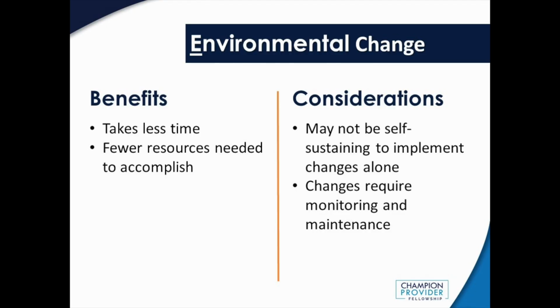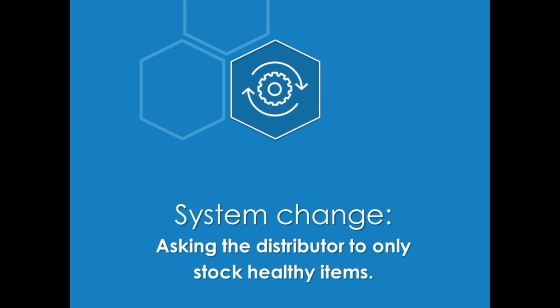This change can be quickly reversed and often is not self-sustaining. Environmental changes often need monitoring and maintenance to ensure that they remain in place. A system change would be to ask the distributor to only stock healthy items in the vending machine. The employee would work with existing or new vending machine operators to change to a healthier product mix. In this solution, the vending machine's system operators, the distributors, would change their procedures for stocking the machines. If the changes in their processes remain in place, this system change could encourage healthier snacking for quite a while.